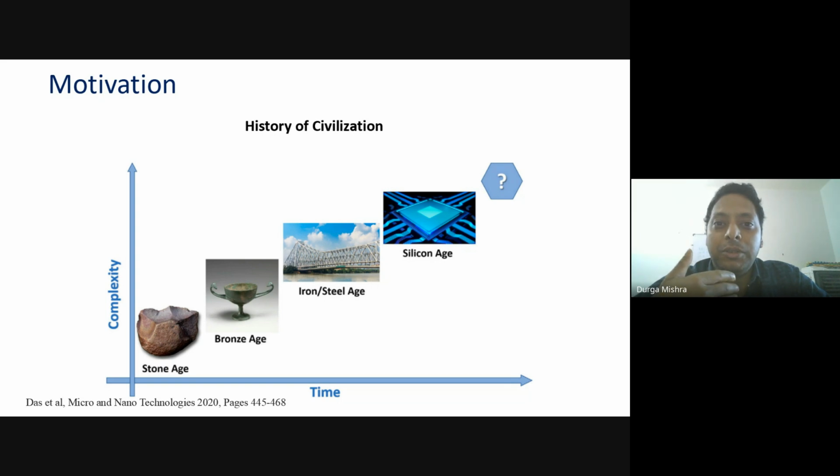So in the next century, for example, what will be the material that will define our civilization is yet to be decided. But more or less, we know it could be some form of nanostructures or nanomaterials, or thin films, for example, that will be used.